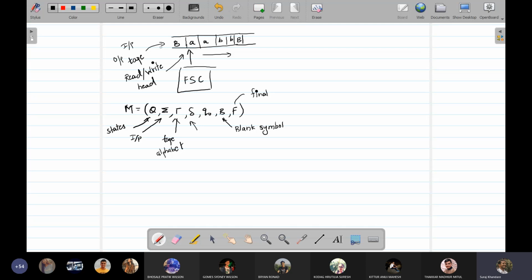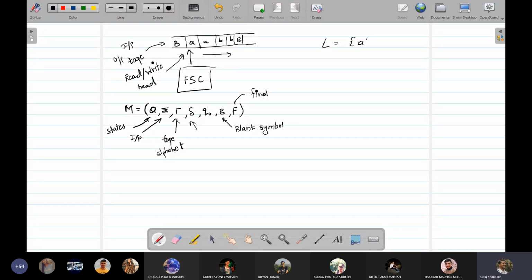Now this Turing machine, all the problems that were solved by push-down automata can also be solved by a Turing machine. A Turing machine has more advantage as compared to push-down automata, more functionality and more advantage.